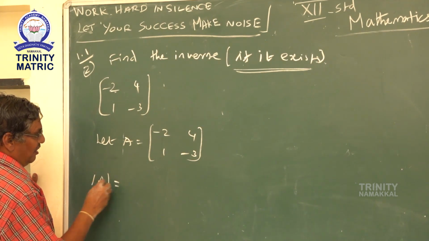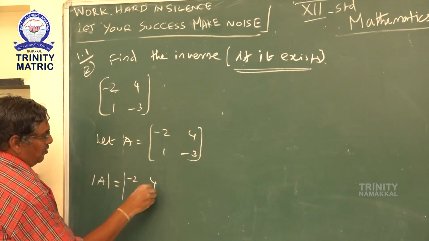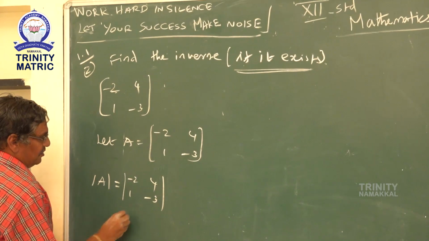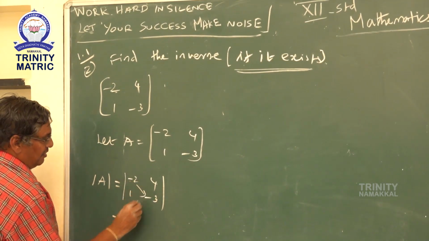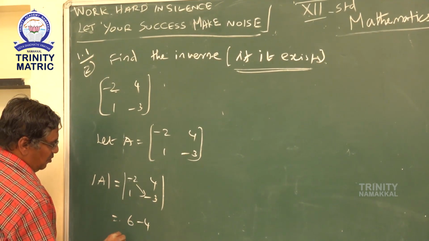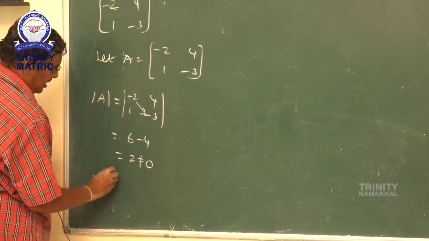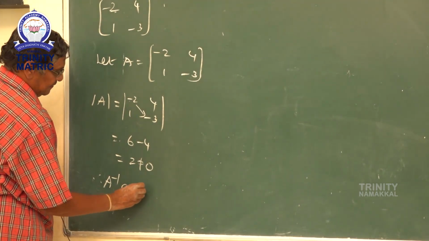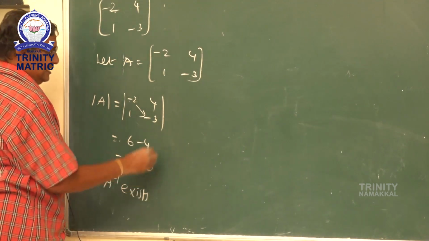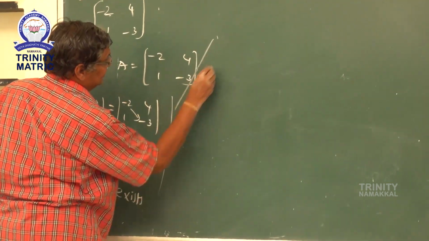Then how will you find the determinant of A? Minus 2, 4, 1, minus 3. So you put it in, and what do you get? 6 minus 4, that is 2, which is not equal to 0. Therefore, A inverse exists.